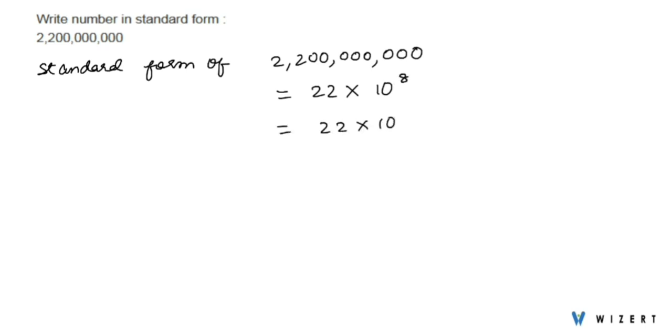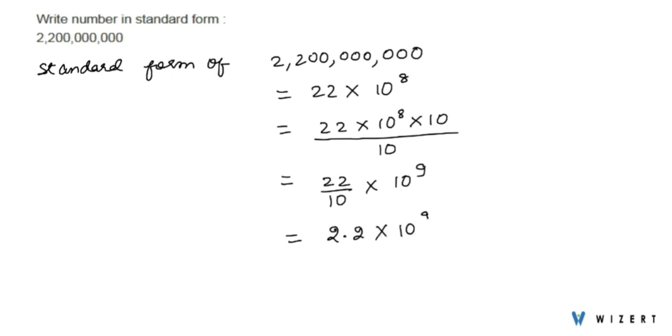Now if we multiply and divide this given number by 10, then the number remains the same. So we can write further, we can write this number as 22 divided by 10 multiplied by 10 to the power 9, because the powers of the exponent are added. 8 plus 1 is 9. So if we write 22 by 10 in decimal form, we can write it as 2.2. So 2.2 multiplied by 10 to the power 9 is the standard form of the given number. So we can say that 2.2 multiplied by 10 to the power 9 is the standard form of the given number.